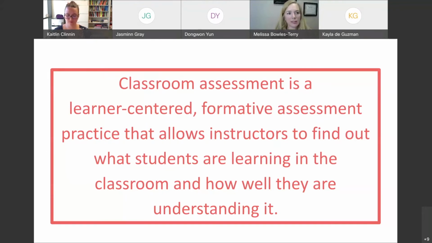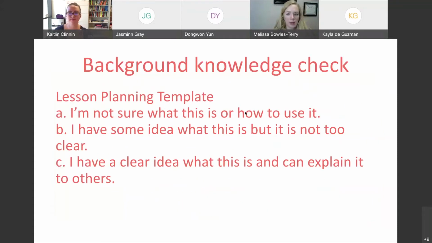And formative is different from summative. So summative would be like the end of semester test or assignment. Formative is what's happening along the way and you're giving them feedback as they go. And yes, the text is Classroom Assessment Techniques by Angelo and Cross. So it's the book to check out.